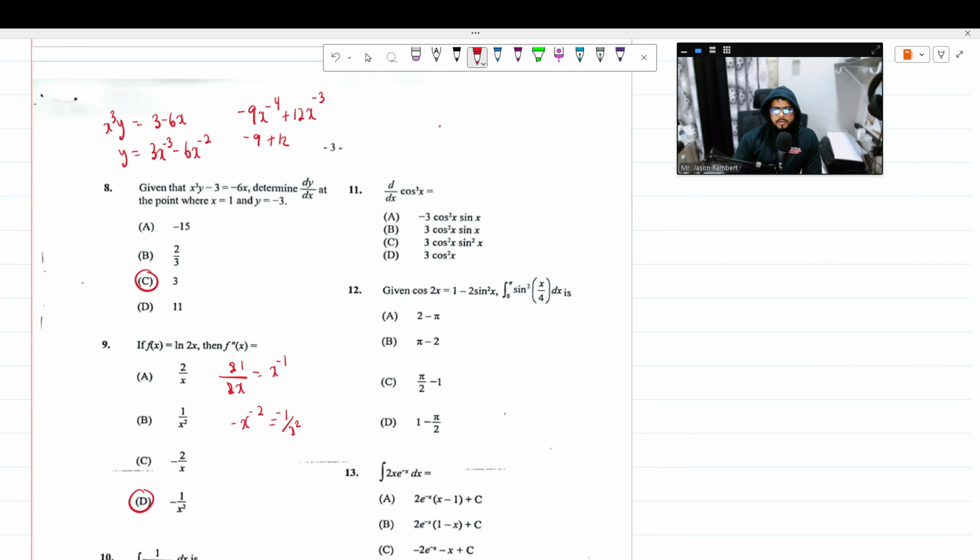The derivative of cos cubed x is, we have cosine x all cubed. When I differentiate, I'm going to get 3 cosine x squared multiplied by negative sine x, sorry. I'm going to get minus 3 cos squared x sine x. So the only one that has a minus is A.